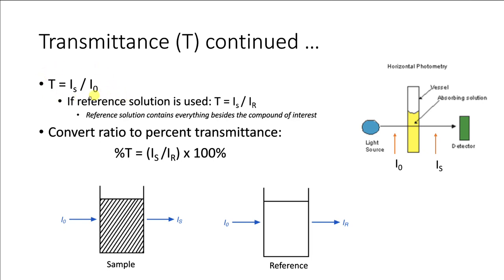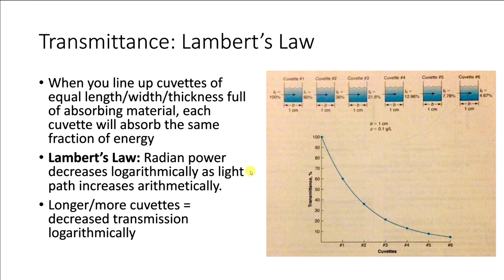Transmittance is this formula here. We just replace the original intensity with the reference solution. By the way, if you see any sort of reference solution, it contains everything that is not the compound of interest. Usually it's water or something like that. So we can convert this ratio into a percentage transmittance. Then using that percentage transmittance, we can plot it out into this.